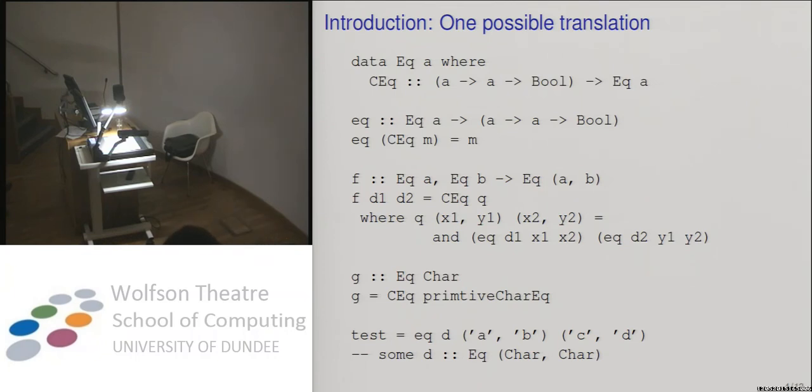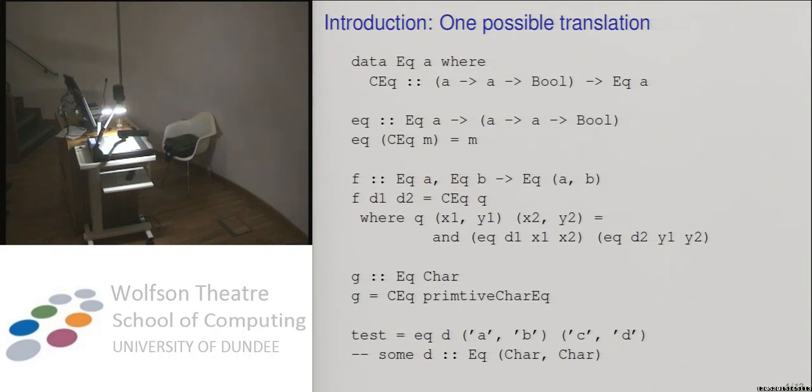So here's one translation. We can translate the type class into an intermediate language where all the type classes go away and we have ordinary data type and function definitions. The type class becomes a data type, and this data type has a single constructor that wraps the corresponding method and returns the evidence of type EQ A. The equality method will just take an evidence of EQ A and return the contained method. And the instance declaration becomes an evidence constructor or transformer. Here I introduce a new name F, which takes in two evidences of type EQ A and EQ B and returns an evidence of type EQ of a pair.